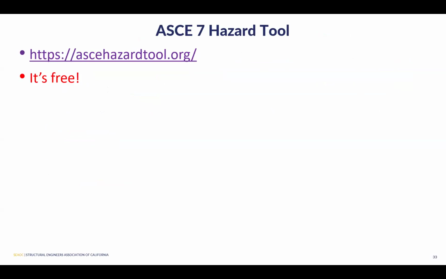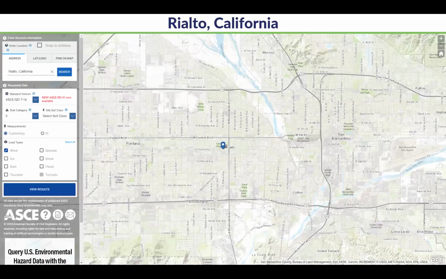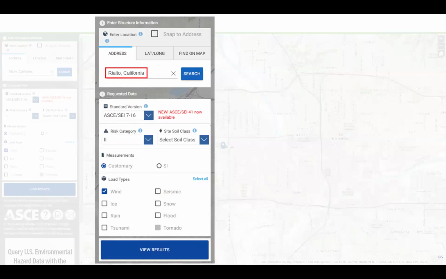And now ASCE has made their hazard tool free, and it's constantly being improved. I want to show you how it works if you haven't used it before. So I just chose Rialto as a sample. You can type in a city address, like just Rialto, or if you know your property, you can type in the exact address and it will find it.